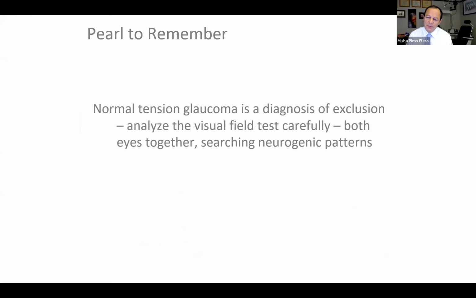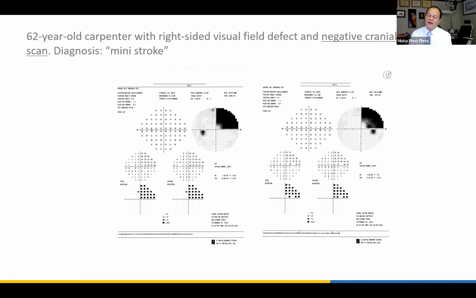So the pearl to remember here, for those of you that see patients that might carry this diagnosis, is that normal tension, or so-called low tension glaucoma, very much like its cousin disease, if you will, normal pressure hydrocephalus, is a diagnosis of exclusion. And you need to analyze the visual field defect very carefully and image the patient if in question. Of course, always looking for a neurogenic pattern of visual field defect.